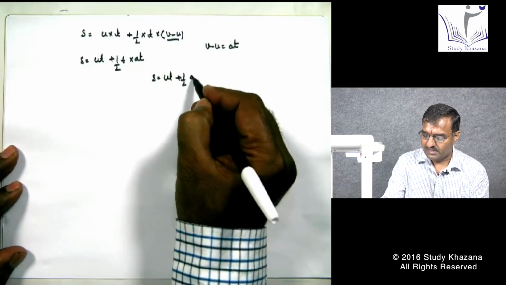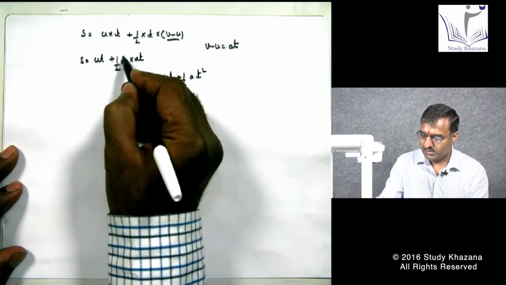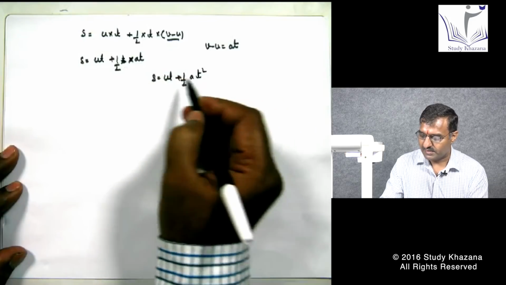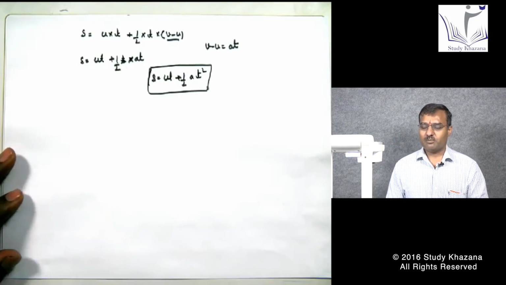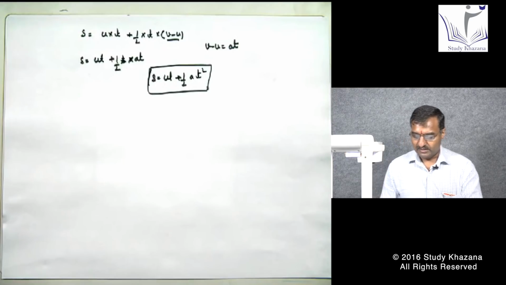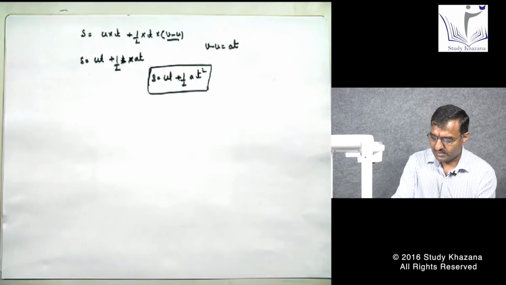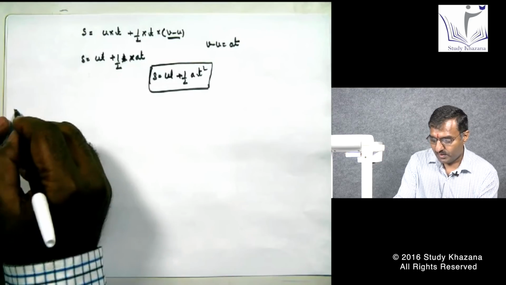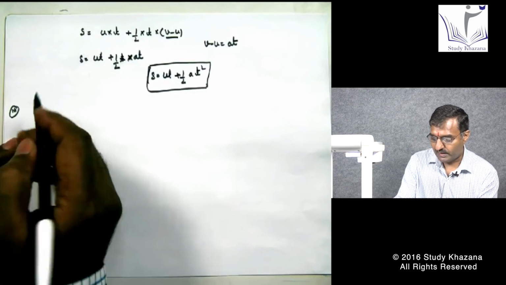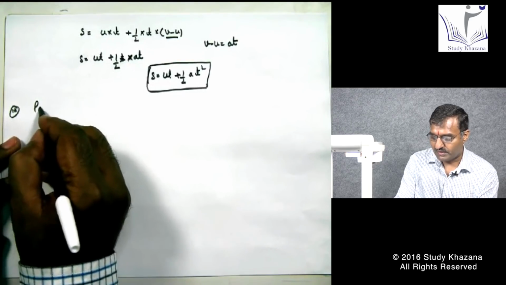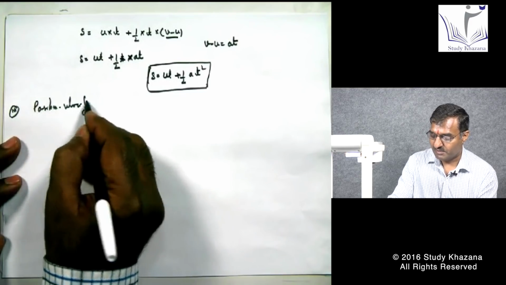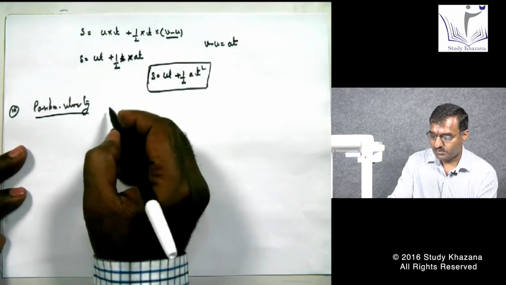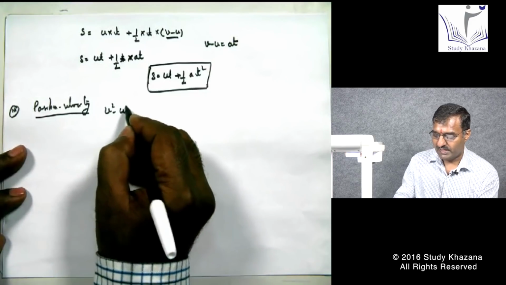This is T, this is cross AT. So this is the second relation. This is known as the position time relation, which we have derived in a simple manner. Now the third and the last relation is your position and velocity. Position velocity relation, that is given by V square minus U square equal to 2AS.